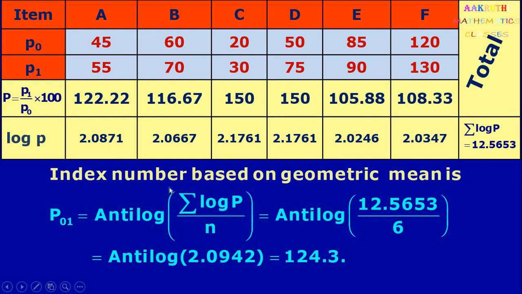To find the index number based on geometric mean, first you have to find price relative P. Then you take log P, take summation of log P divided by n, and you have to take the anti-log of summation of log P divided by n. So here the answer is 124.3.